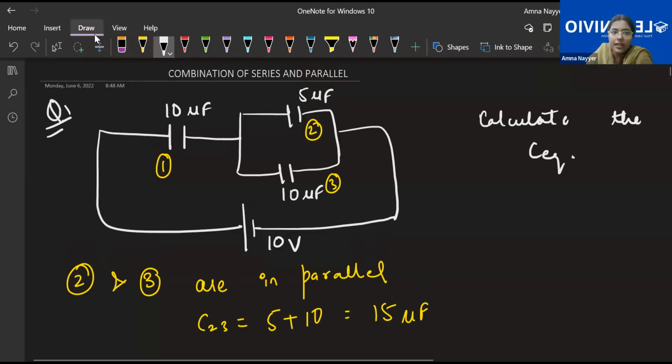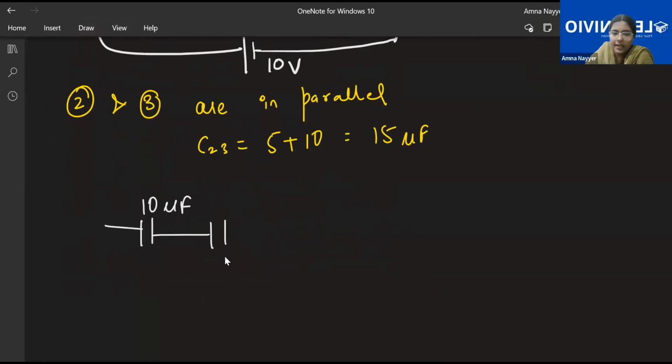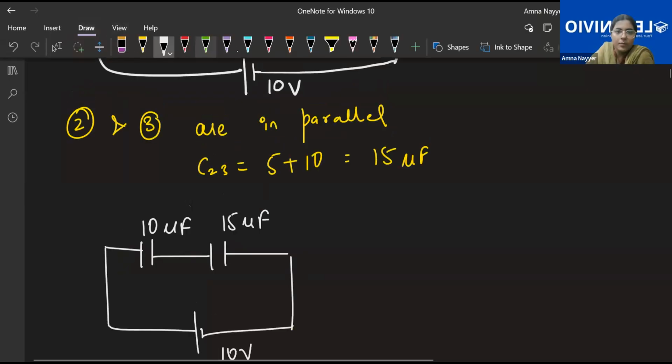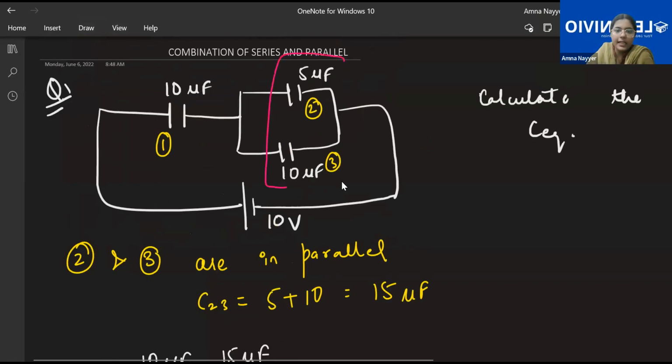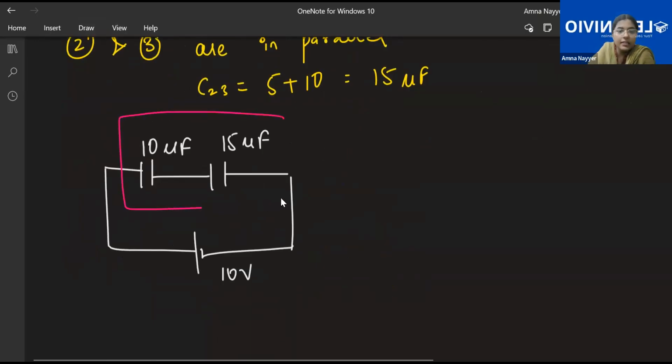Now I can reduce this circuit and write this as 10 microfarad, and here, instead of 2 and 3, I can write this as 15 microfarad, with the rest of them with the battery, which is 10 volt. Like here in this one, these two were connected in parallel. Now, these two are connected in series.